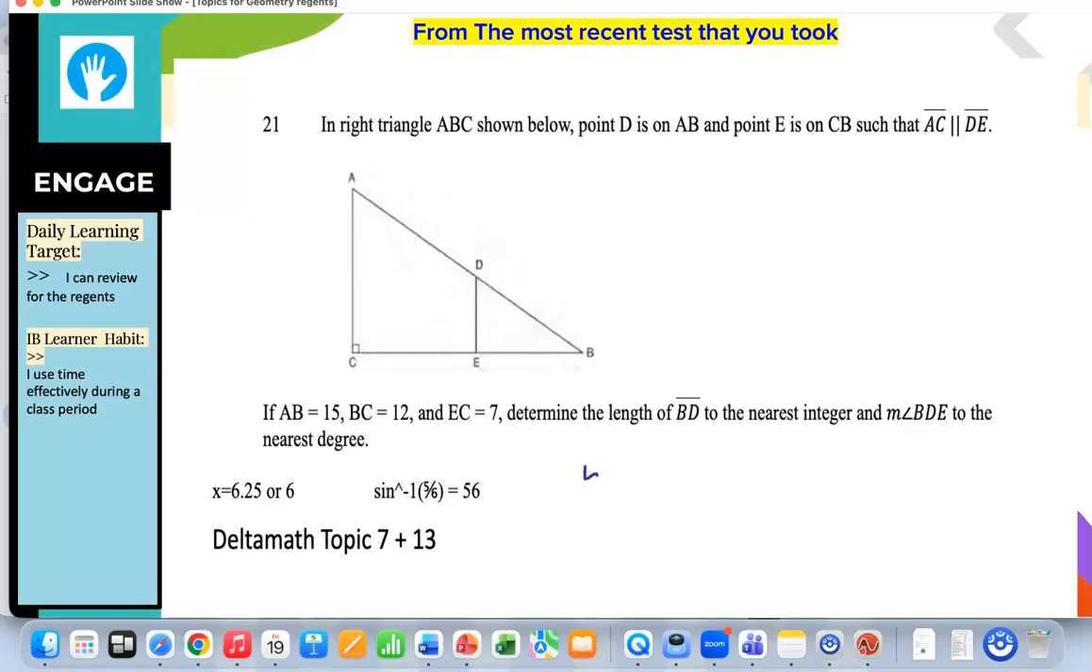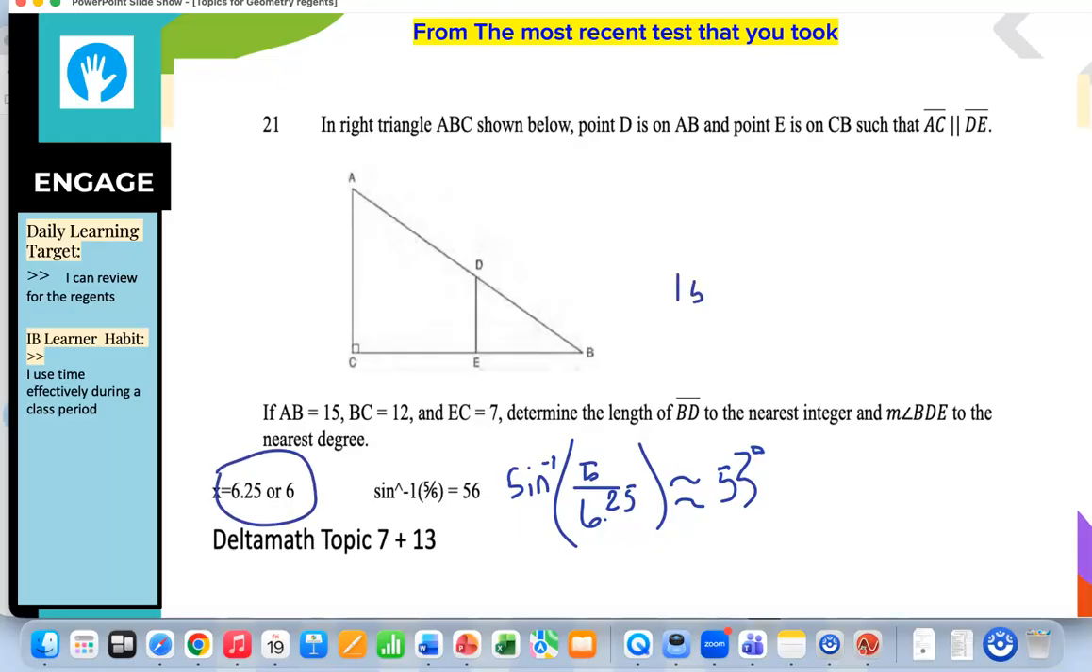So if you use 5 over 6.25, you're going to get an answer of about 53. So that would be your answer. If you were to put 5 over 6, that would be your answer. So again, I'm not too concerned about the rounding for this situation. I'm more so concerned about you getting the proportion correct.